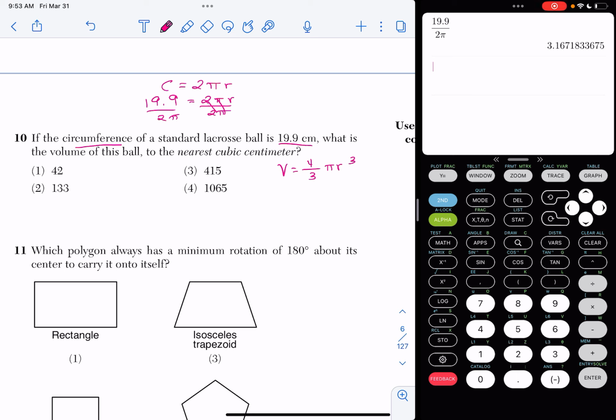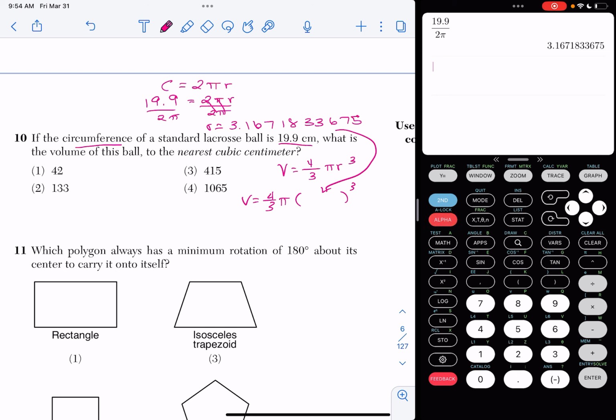And I get that my radius is 3.16718336775. This is not my answer to the question, and I'm not going to round this. I'm still working on this question, so on any problem, don't round until the final answer. Now I know what the radius is, so I'm going to plug that whole number in here for r.